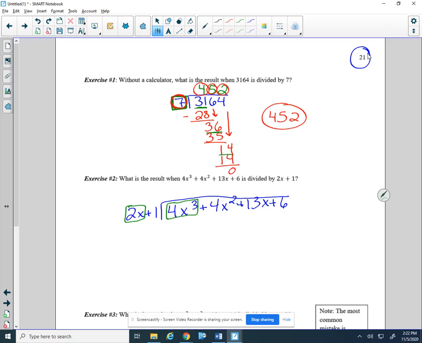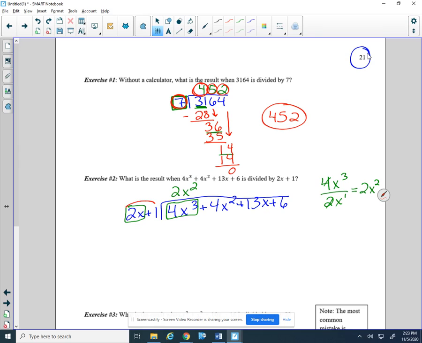Now, you could do this in your head, but if you have trouble figuring it out, I'm basically saying, what is 4x cubed divided by 2x? Just like up here, I was saying, what is 31 divided by 7? So here, this would be 2. 3 minus 1 is 2, so that's going to be 2x squared. So just like I wrote a 4 up here, I'm going to write a 2x squared up here. So 2x goes into 4x cubed, 2x squared times.